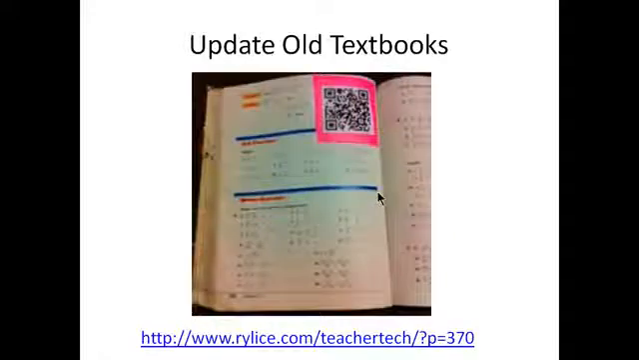You could update old textbooks with a code. So here's an example of an old math textbook, and there's a post-it that is placed in the book, and the QR code is actually taped to the post-it. So you could pull that out very easily if you didn't want it to stay in that book.